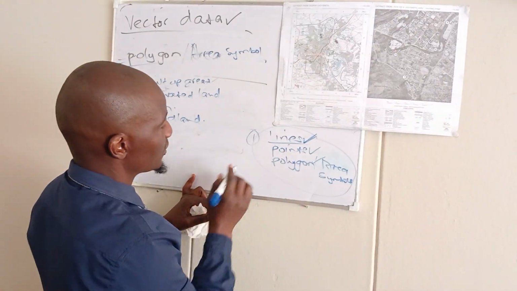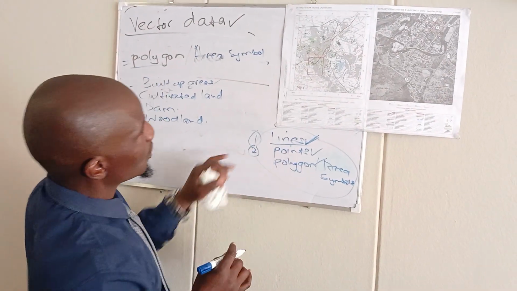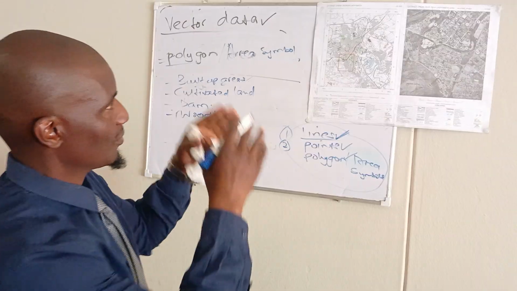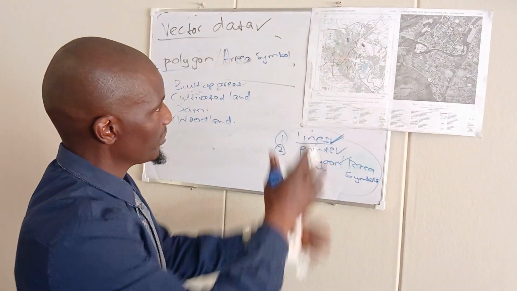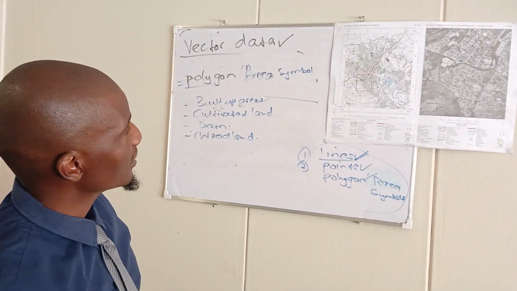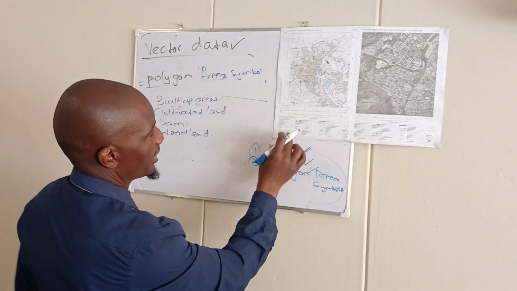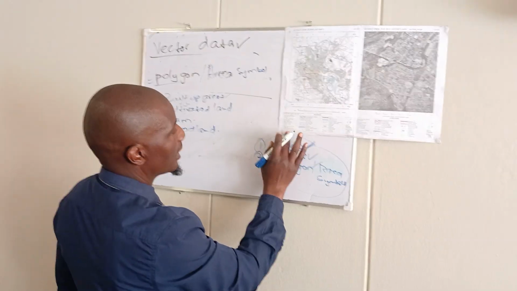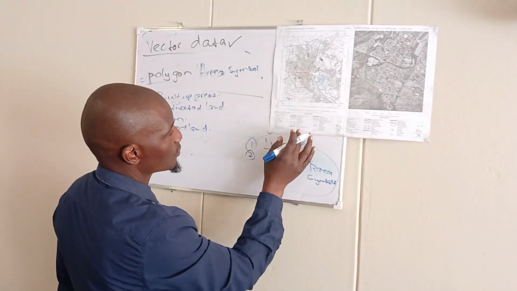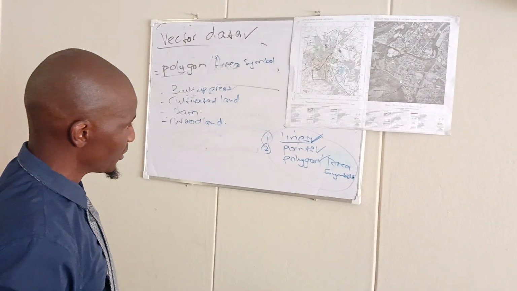Then when you talk to points, we have talked about your spot height. We've talked about your trigonometrical station or beacon. We've talked about the buildings. You can see here the post office, the police station, store, place of worship. Those are various examples of point symbols.